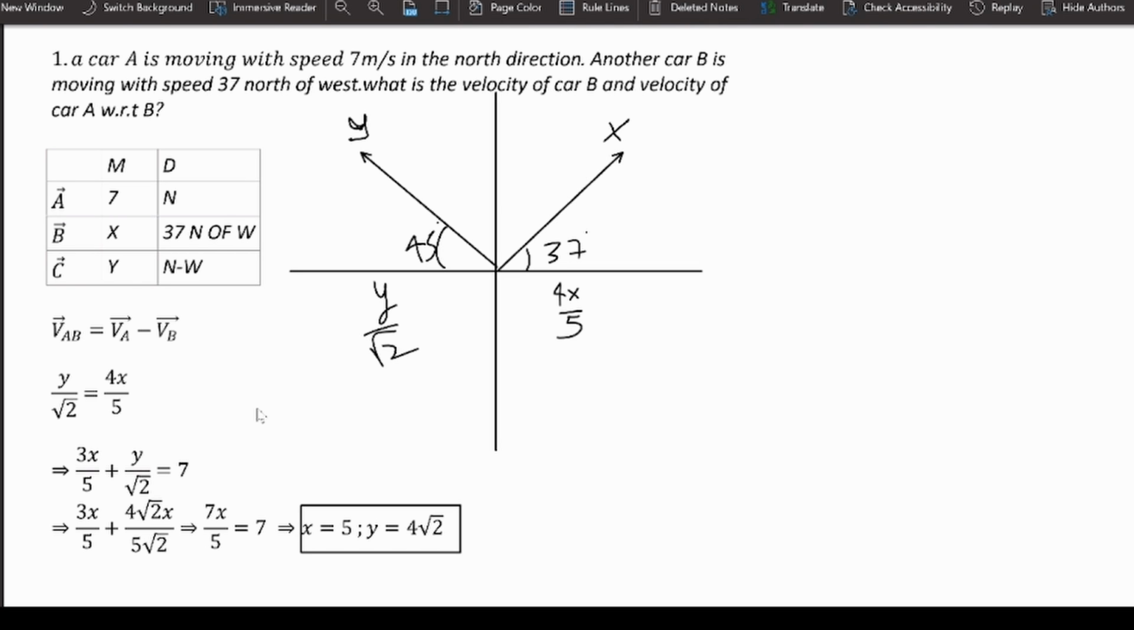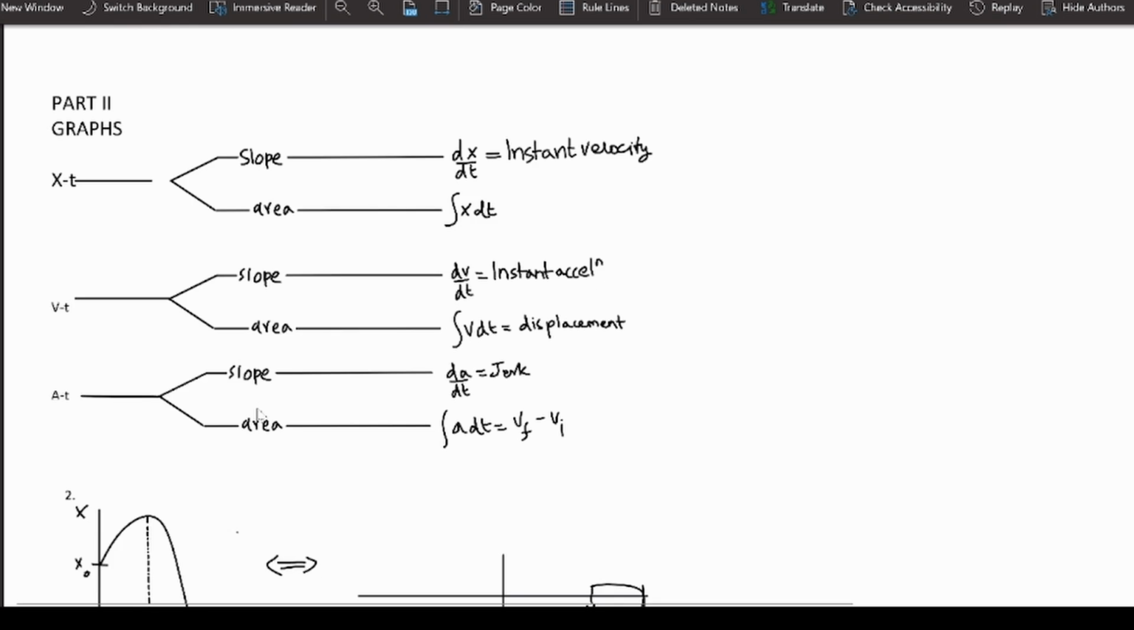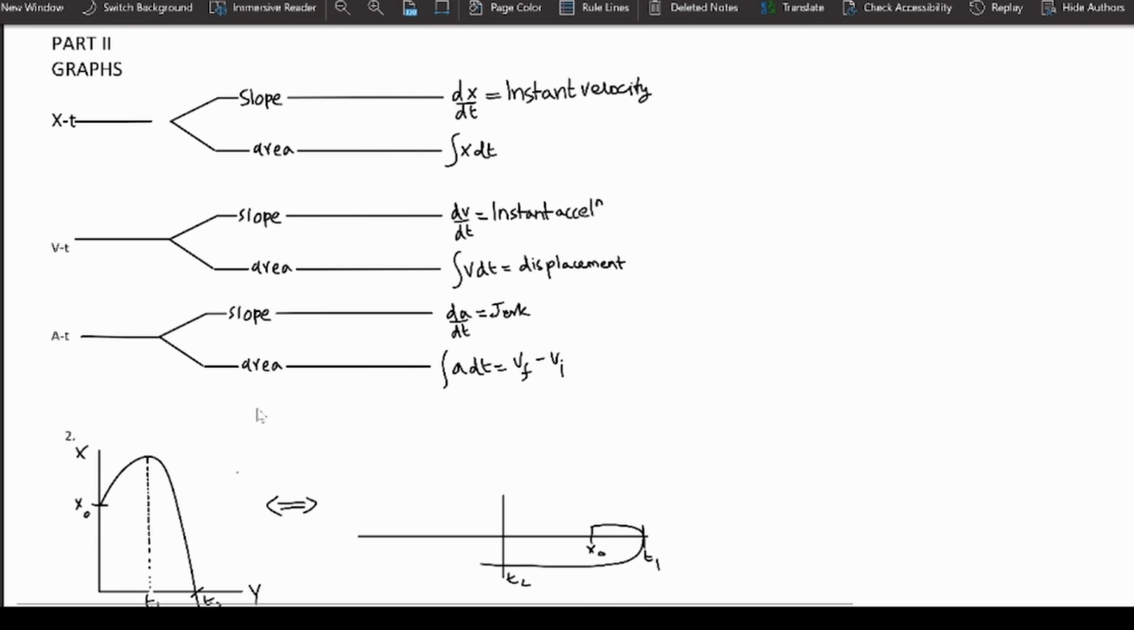I'll continue then. So next part is graphs. There are three types of graphs that we come around, and JEE loves graphs, and it asks graph questions of almost 16 to 20 marks in every exam.